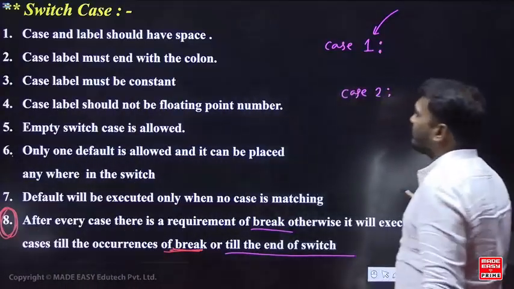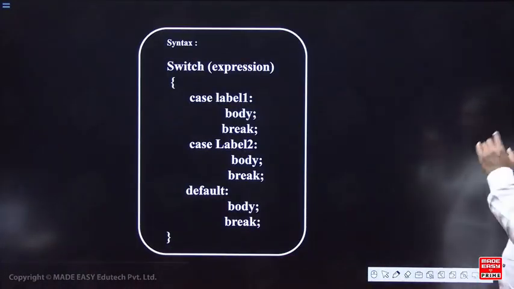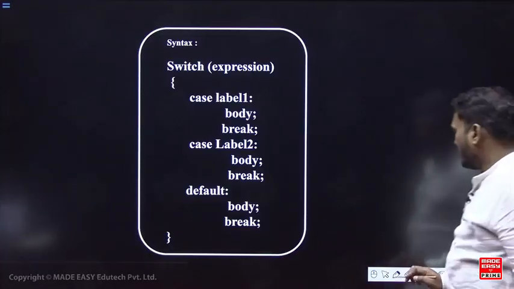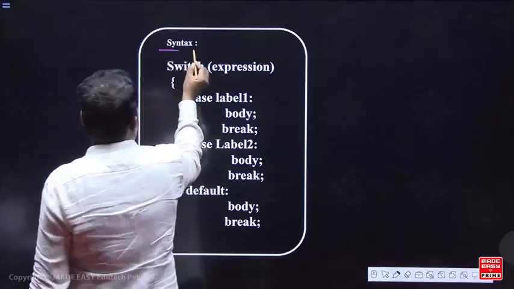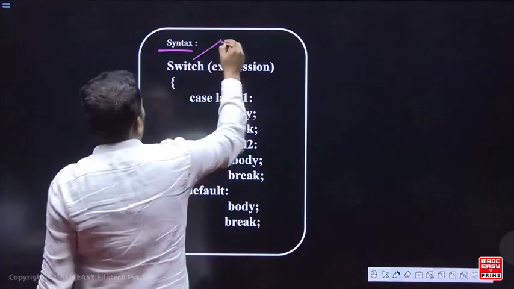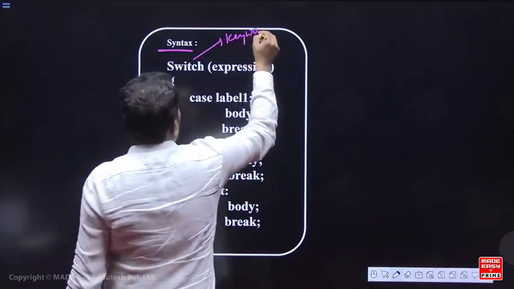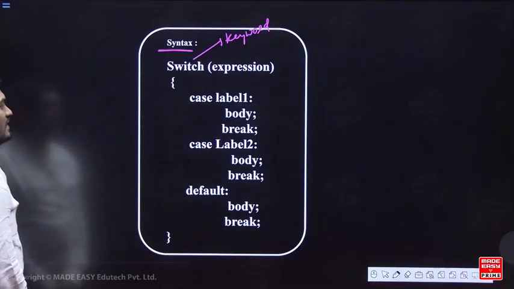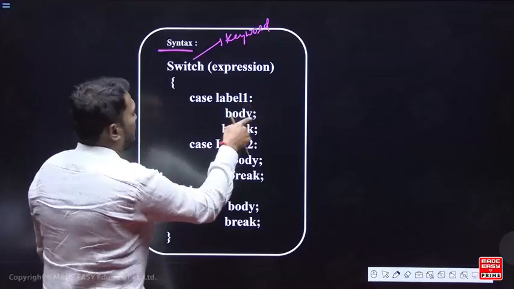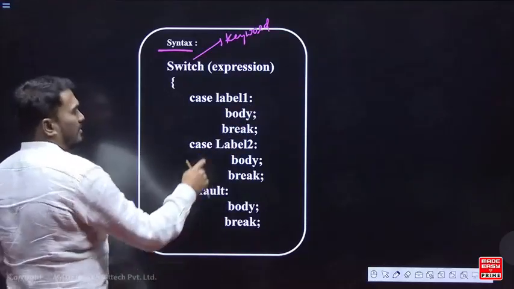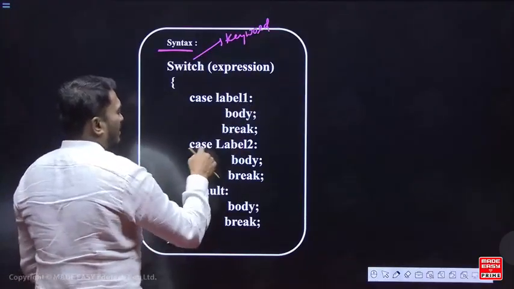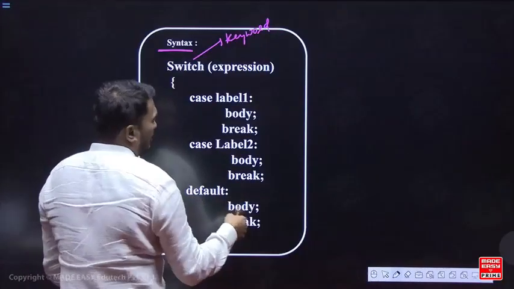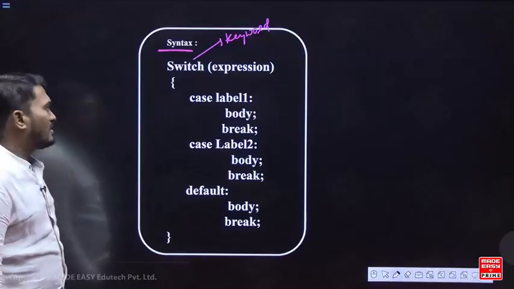So let's take, what is the syntax? Copy it, speed up. So this is the syntax of the switch case. This switch is a keyword, you cannot change it. Let's say you are having case 1, you define the body here, and next it should end with break. Then case label 2 and body and break, and next is the default body and break. So copy this, that is the syntax.